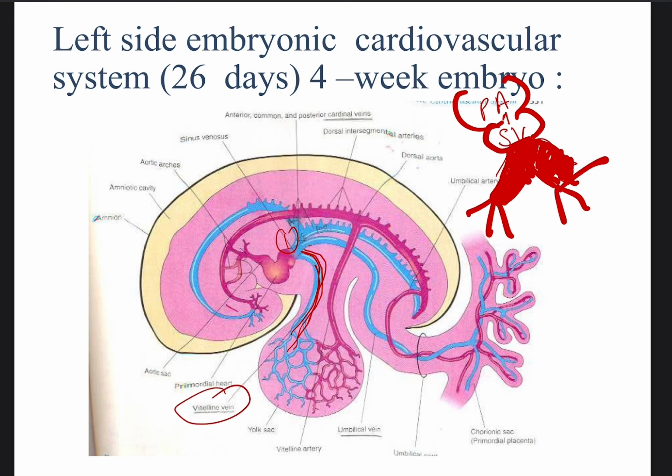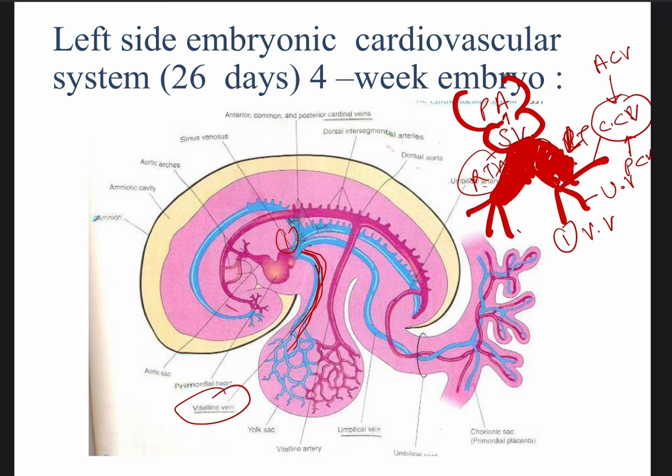What are these three sets? The middle one is the vitelline vein, then the umbilical vein, and then the common cardinal vein. And this common cardinal vein drains blood from the whole body through the anterior cardinal vein and posterior cardinal vein. This is the left horn and this is the right horn. Same at the right side. This is the vitelline vein, then the umbilical vein, then the common cardinal vein.